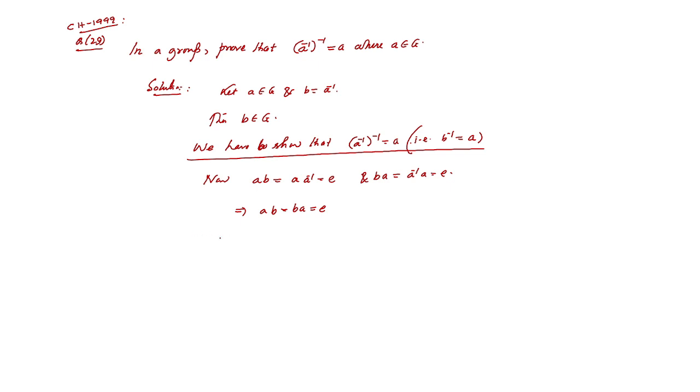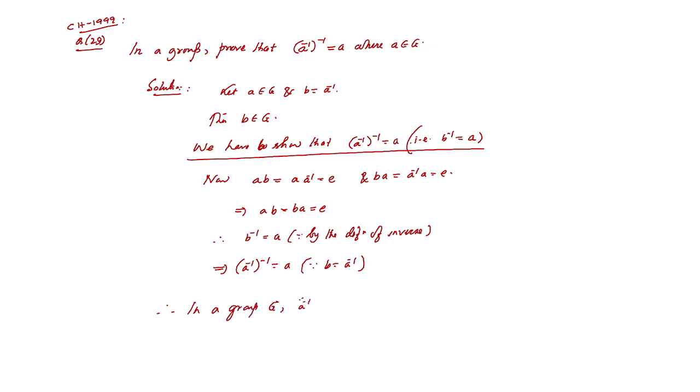And from the definition of inverse, what can we write? B inverse equals A, by the definition of inverse. So what is exactly B? B is our A inverse. So A inverse whole inverse equals A, since B equals A inverse. So what we proved is that in a group G, A inverse whole inverse equals A for all A belonging to G.